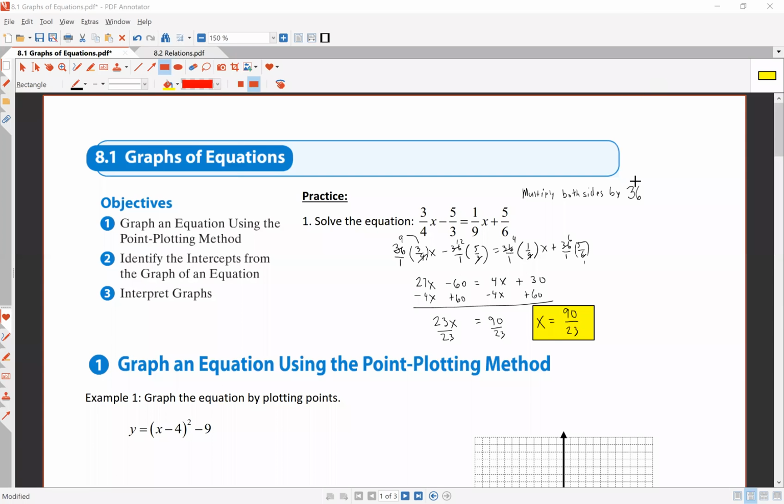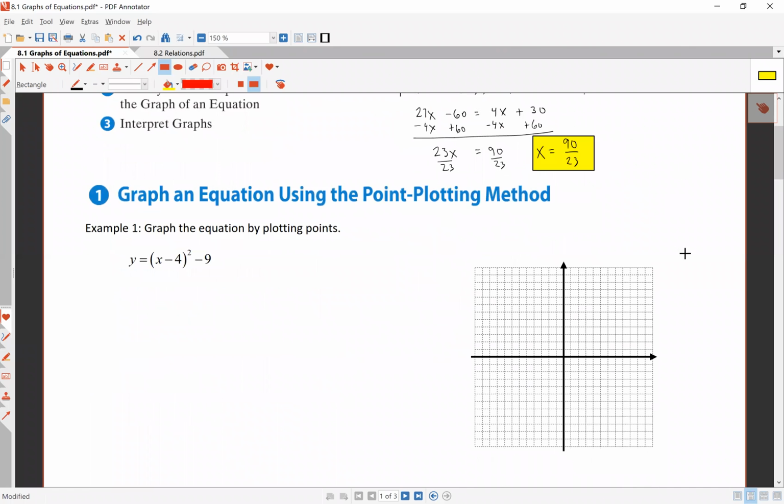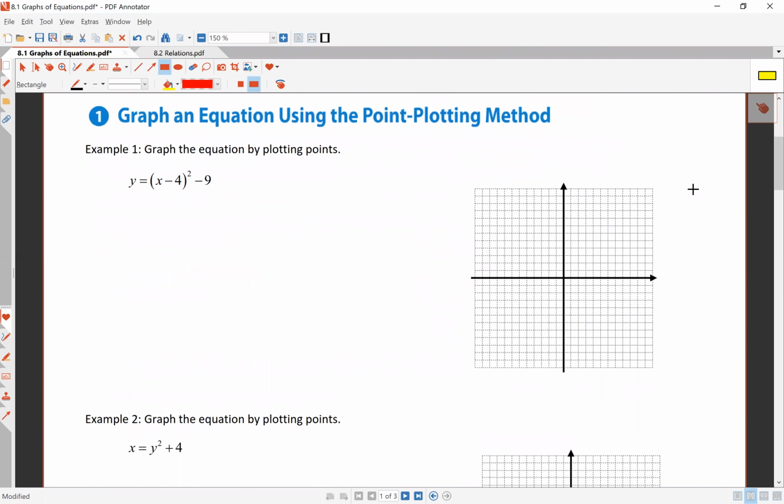This video covers Objective 1 for Section 8.1 Graphs of Equations. Graph an equation using the point plotting method. To graph an equation like y equals (x minus 4) squared minus 9, we need to plug in some x values and find their corresponding y values.